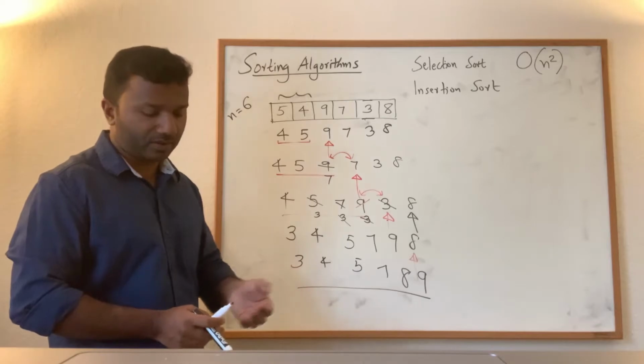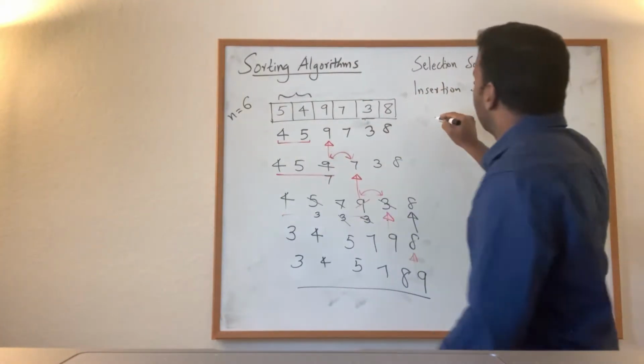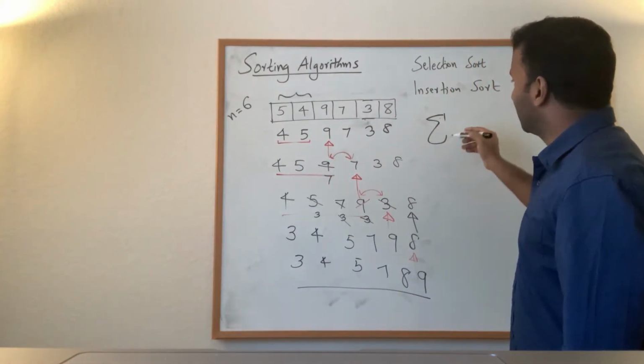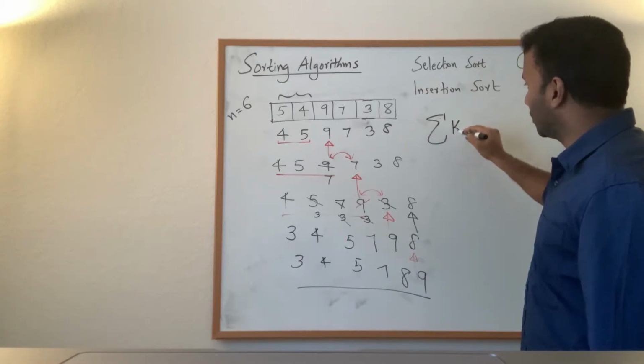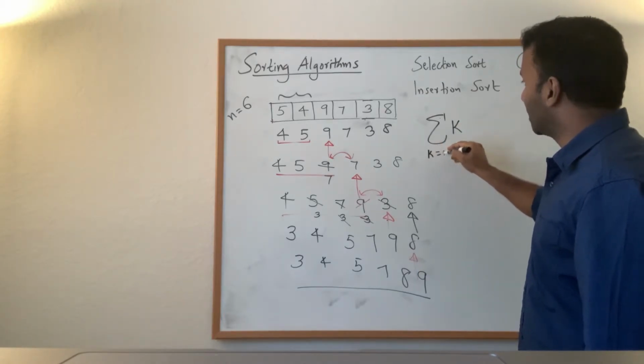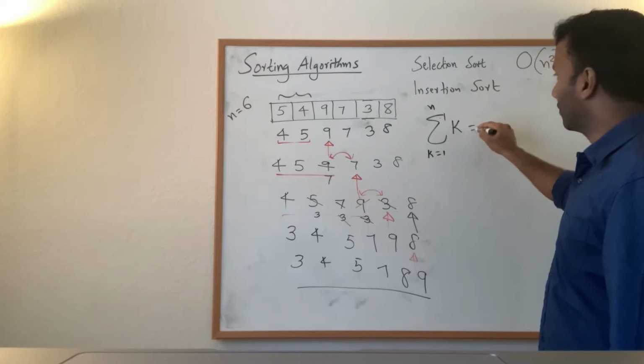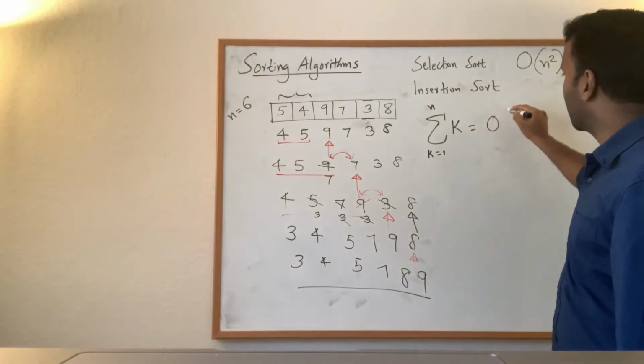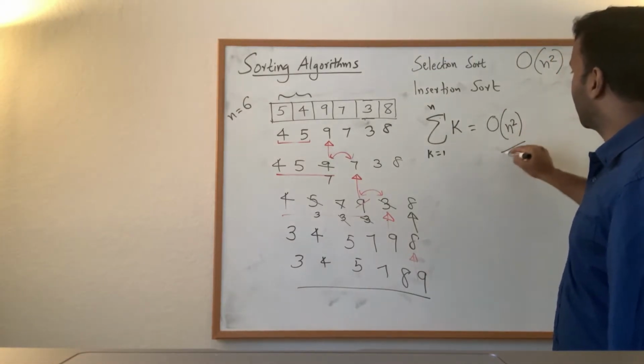That means overall, the time complexity in the worst case is going to be the sum over k equal to 1 to n, which we know as big O of n square.